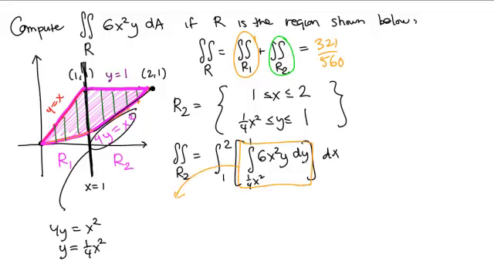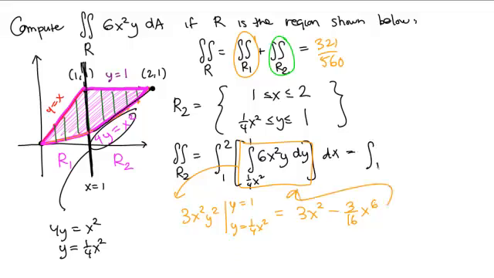If we anti-differentiate this with respect to y, we'll get 3x squared y squared, evaluated from y equals 1/4 x squared to y equals 1. If we plug in y equals 1, we're just going to get 3x squared. And if we plug in y equals 1/4 x squared, we've already seen that that comes out to being 3/16 x to the 6th. So that's the inside piece. And so the iterated integral will become the integral from 1 to 2 of 3x squared minus 3/16 x to the 6th dx.